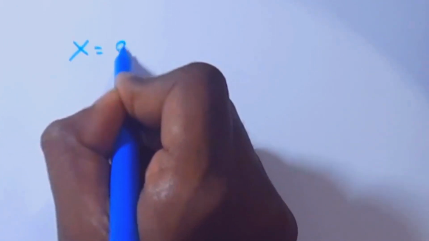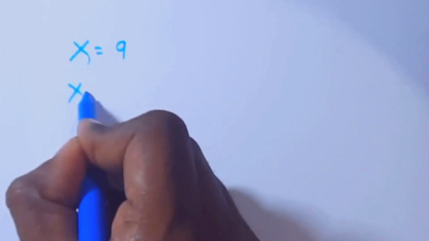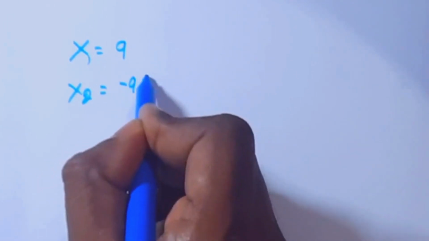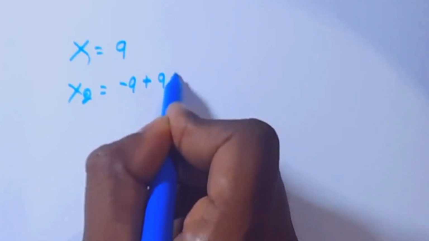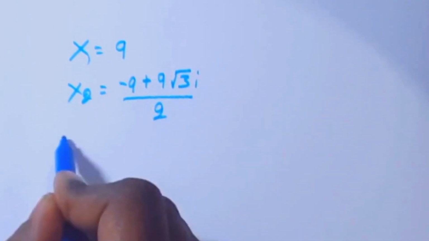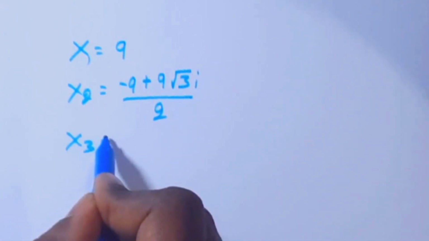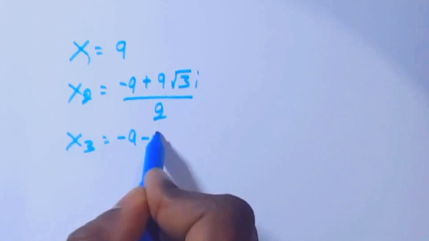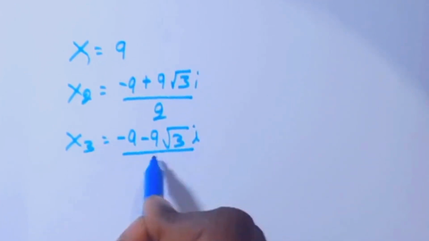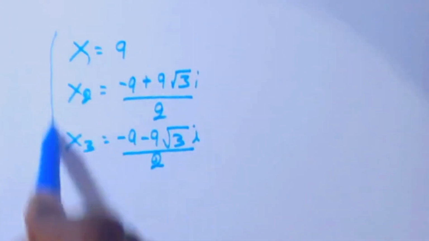We have solutions: x1 equals 9, x2 equals minus 9 plus 9 square root of 3 i, by 2, x3 is minus 9 minus 9 square root of 3 i, by 2. These are the possible answers.